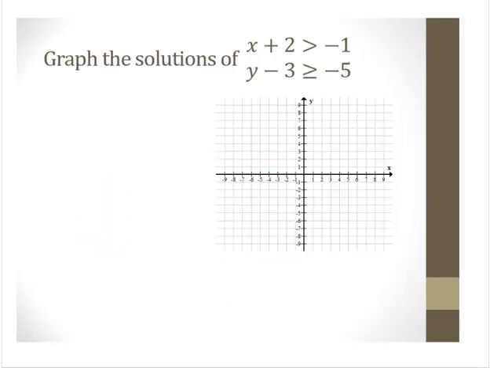All right, here's another example. Graph the solutions of x plus y is greater than negative 1 and y minus 3 is greater than or equal to negative 5. I'll work in different colors again. We have x plus 2 is greater than negative 1. Wait a second, that only has one variable. Well, that's just x is greater than -3. So that's a dashed line, and x equals -3 is just a vertical line.